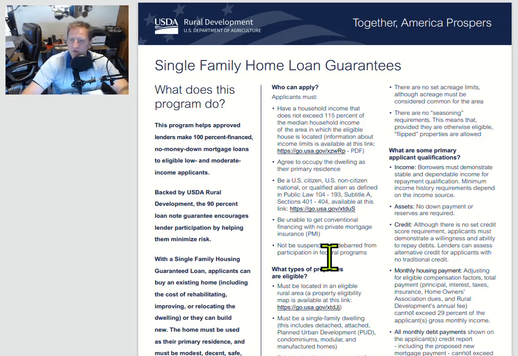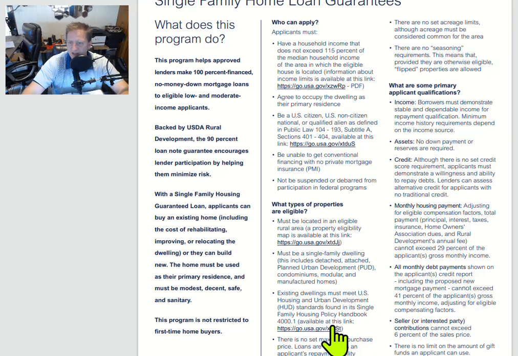Okay, we read yesterday who can apply. We're looking at USDA loans. Today we're going to talk about what types of properties are eligible. First of all, it's got to be located in an eligible rural area. A property eligibility map is located at this link.